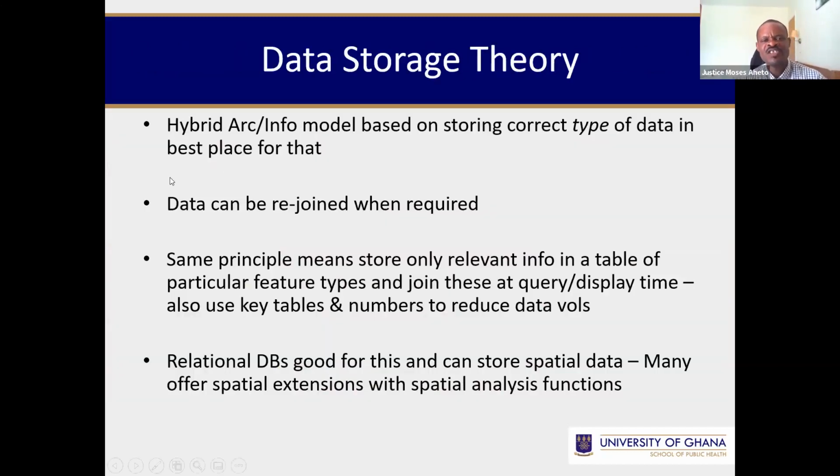So how do you store spatial data? And what are the theories behind that? You have the hybrid or the ARC info model, based on storing the correct type of data in the best place for that purpose and to be used later. And data can also be rejoined when required. The same principle means store only relevant info.